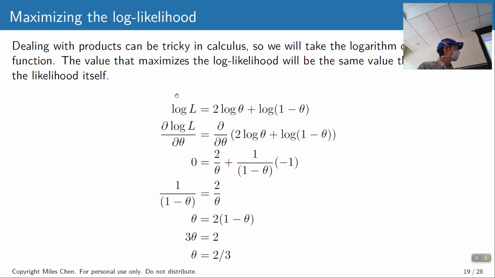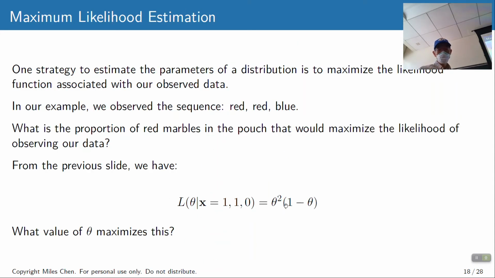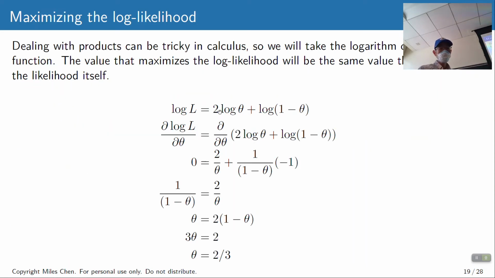And so we take the log of theta squared times 1 minus theta, and the log of that becomes 2 log theta plus log of 1 minus theta. And we're going to say what value of theta maximizes the log likelihood. Because the log is a monotonic function, the value that maximizes the log of the function will be the same value that maximizes the original function. So whatever value of theta maximizes the log likelihood will be the same value that maximizes the original likelihood.